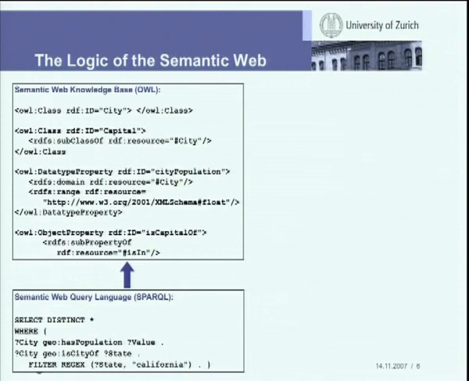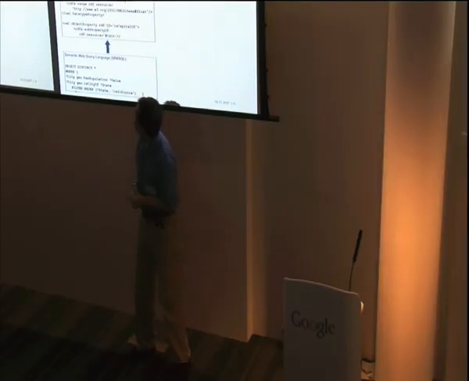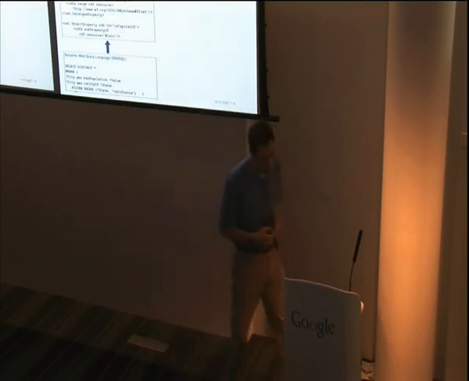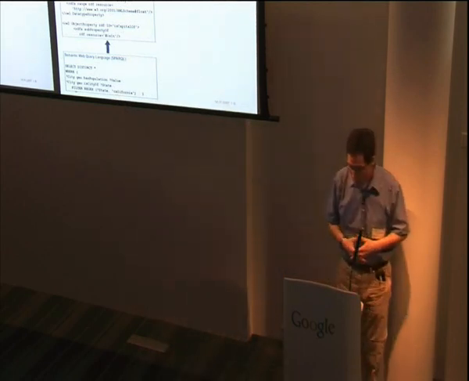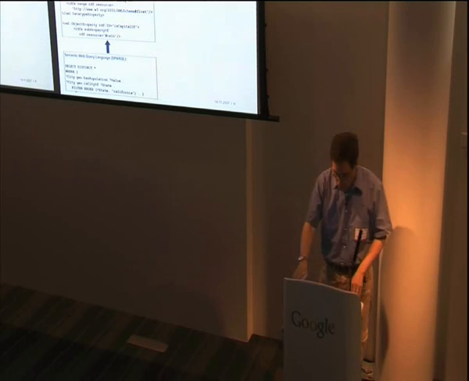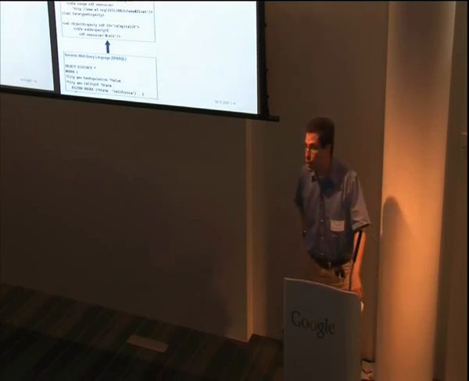So what you have up here is a class city. It has a subclass capital, which is a subclass of city. You have a city population, which is a property that has a domain of city and a range, in this case, of a float, which is probably not quite correct. It probably should be some type of integer rather than a floating point. You rarely have 0.3 inhabitants in a city.